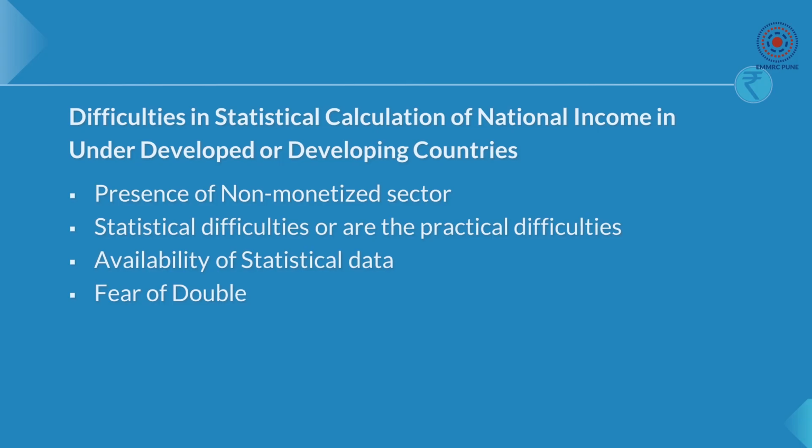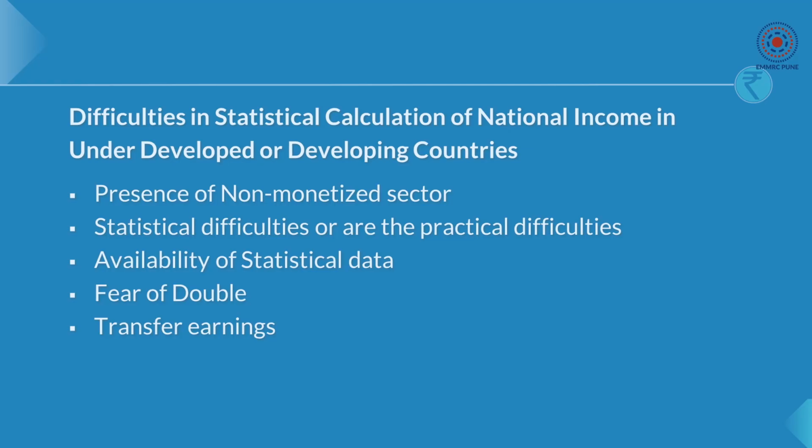The fourth problem is that of fear of double counting. While calculating national income, great care needs to be taken for avoiding double counting of a commodity. A particular commodity should be counted only once at a particular stage. The fifth problem in counting of national income is transfer earnings. Transfer earnings mean income earned by individuals without productive work, like pensions, unemployment relief funds, etc. Such transfer earnings are excluded from national income.